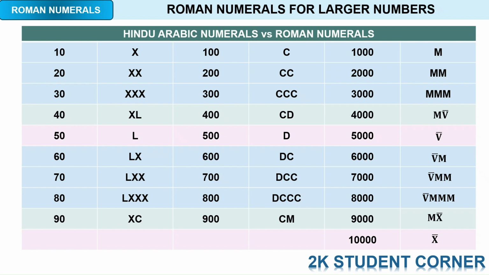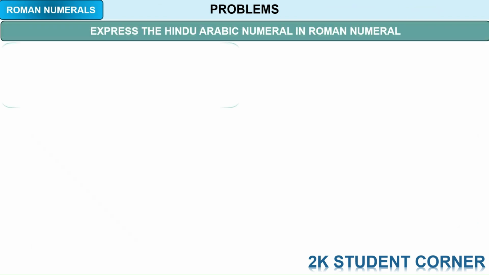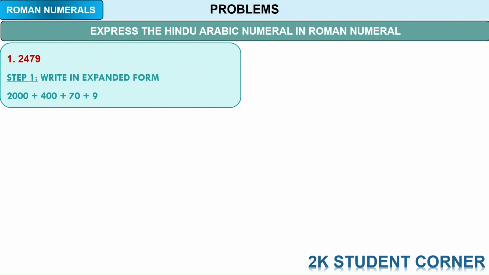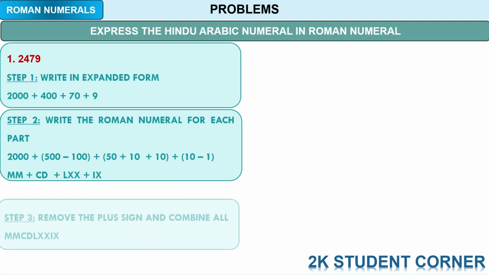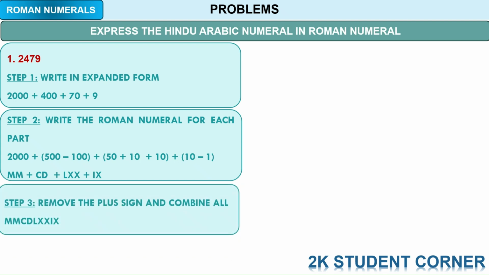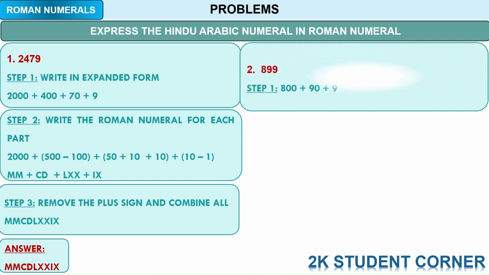Now let us learn how to express the given numeral in Roman form. Question 1. 2479. First write the number in expanded form. 2000 plus 400 plus 70 plus 9. Then separate out again in 1s and 5s form and write the equivalent Roman numeral. Then remove the plus sign and put all together to get the answer.